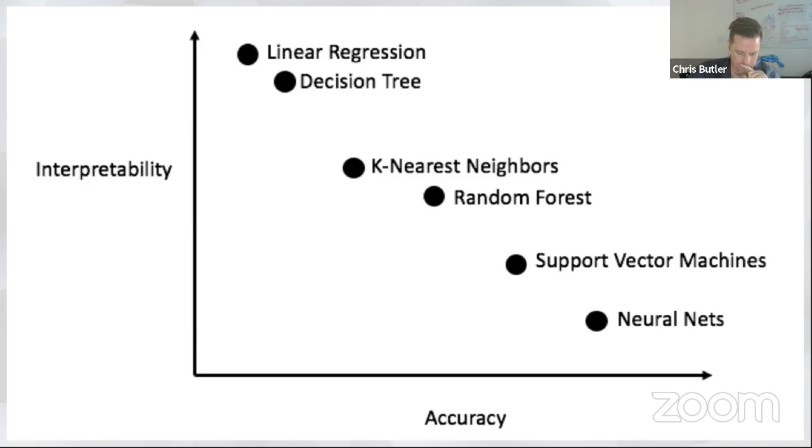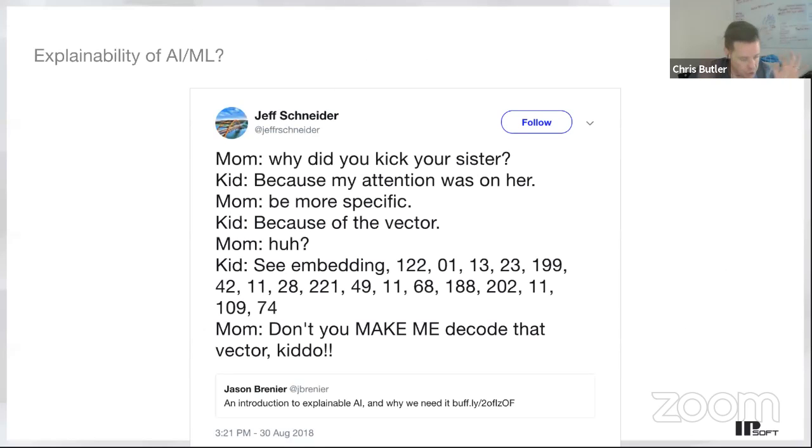So this is maybe the only Twitter joke I'll show in this presentation, but it's an example of explainability. The mom asks the kid, why did you kick your sister? And the kid says, because my attention was on her. And mom says, be more specific. Kid says, because of the vector. And mom's like, huh? And the kid says, C embedding 122, 01, 13, 23, 199, et cetera. So this person answered, it's very explainable.